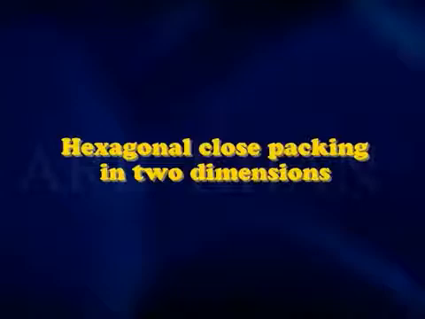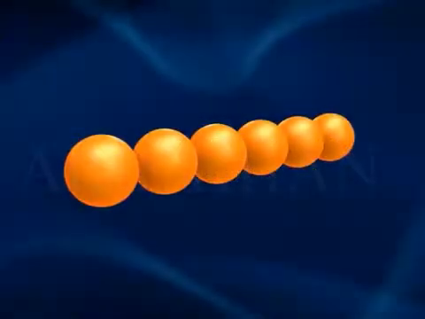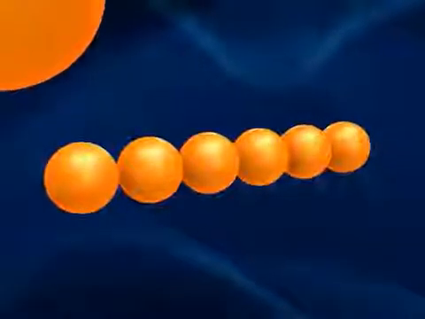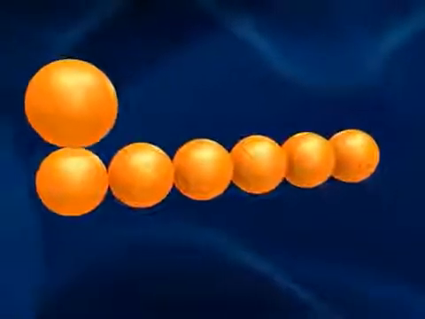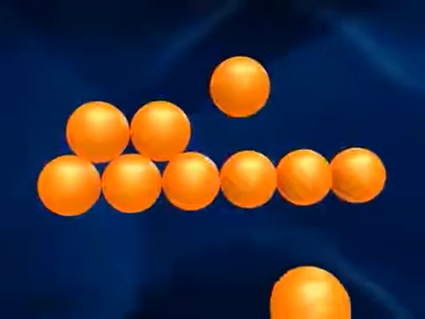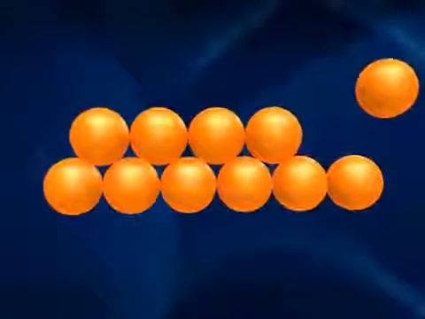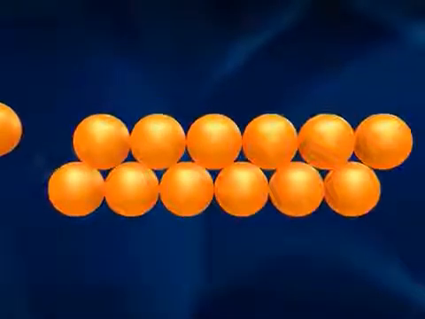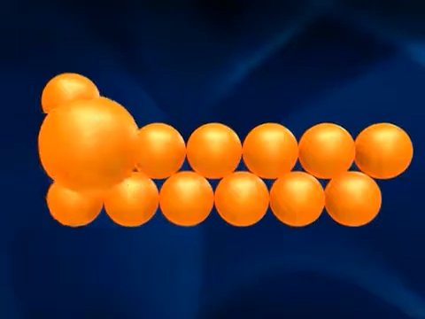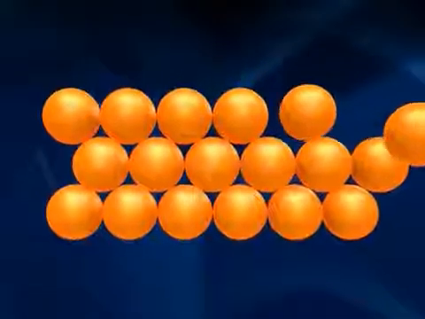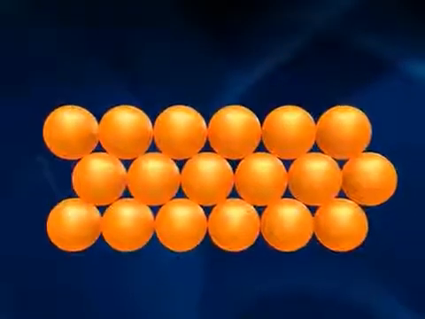Hexagonal close packing in two dimensions. In the hexagonal close packing in two dimensions, one row of close-packed particles is placed above the other in such a way that the particles of the second row fit into the depressions of the first row. Similarly, a third row is placed above the second one such that its particles fit into the depressions of the second row, and so on.